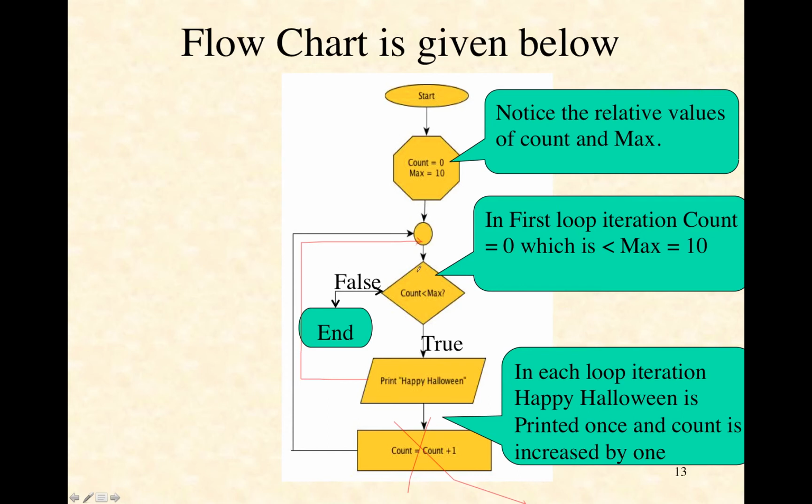Well, notice count was 0, max is 10, 0 less than max is true, and count is never updated because I deleted this step. So count will always be 0 because it's never increased. So 0 less than 10 will always be true, and this loop will actually print Happy Halloween infinite times. Of course, when you do it on the web, your web browser will stop the script from running after a certain time. But if you are printing that to your hard drive, your hard drive will get filled. So an infinite loop can do some very crazy things.